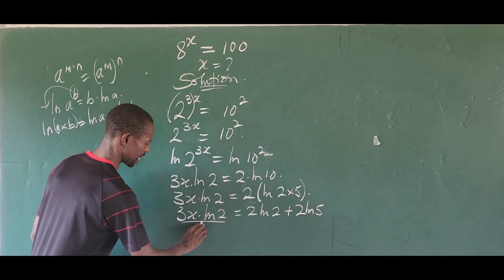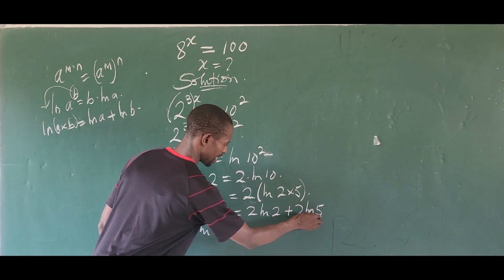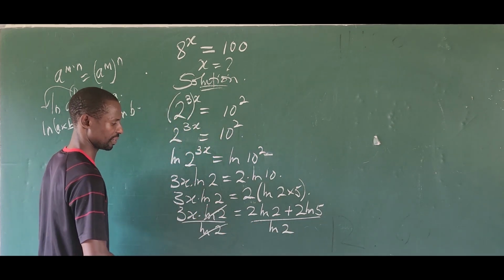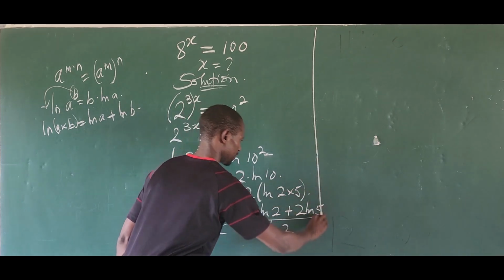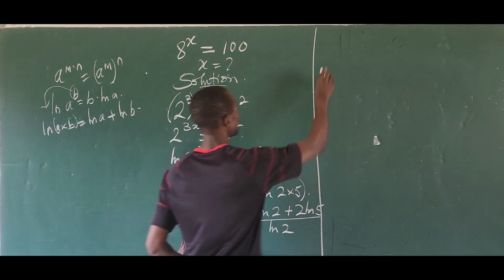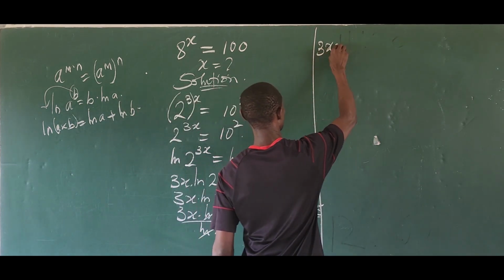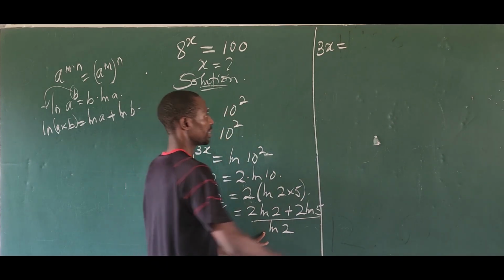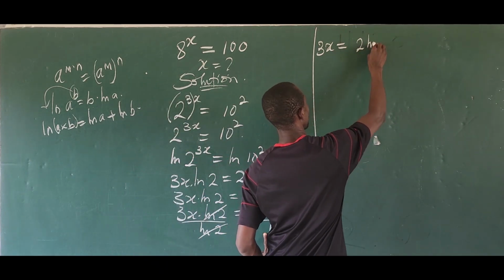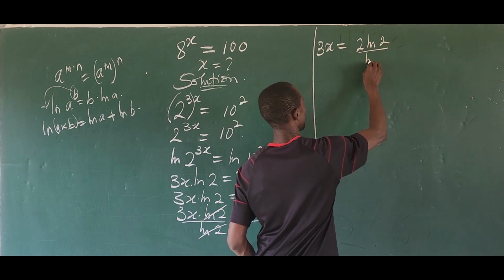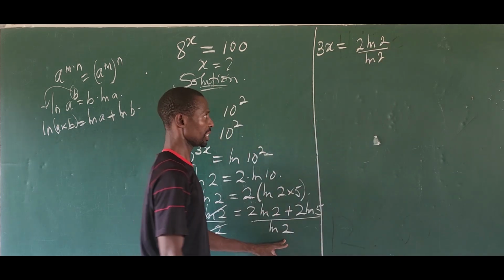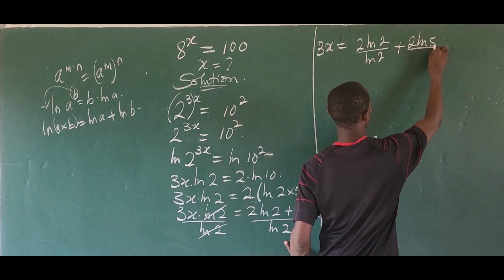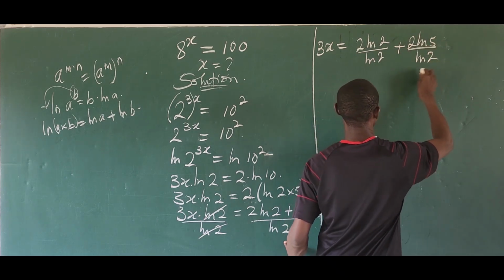We just have to divide everything here by ln of 2 also. So this will leave the system. Let's continue on this side. Now we are left with 3x equal to, we can rewrite this expression we have here. This is the same thing as 2 ln of 2 all over ln of 2, which is 2, then plus 2 ln of 5 all over ln of 2.